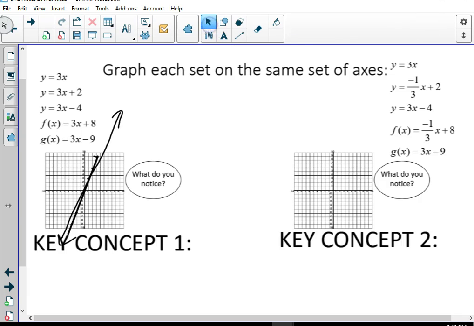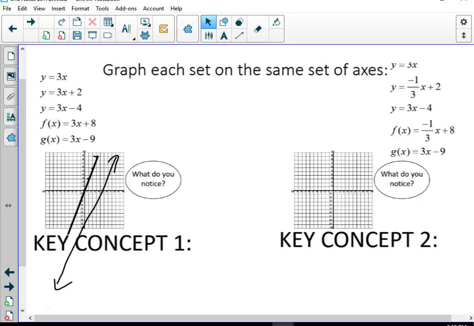Close enough. Now, if I have 3x plus 2, has my slope changed? No. So what happens to this line? It just moves up 2 spots. So instead of crossing at 0, it's going to cross here at 2. 3x minus 4. That means the same line is just going to go through negative 4 right there. 3x plus 8, it's going to be right there. Cross at 8. And 3x minus 9 is going to cross right there.